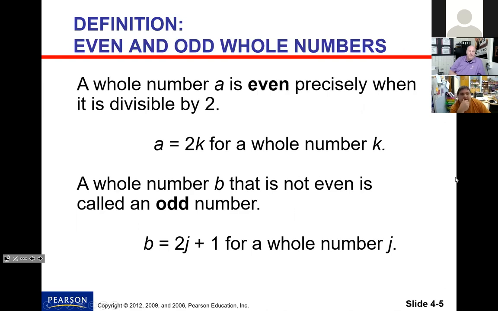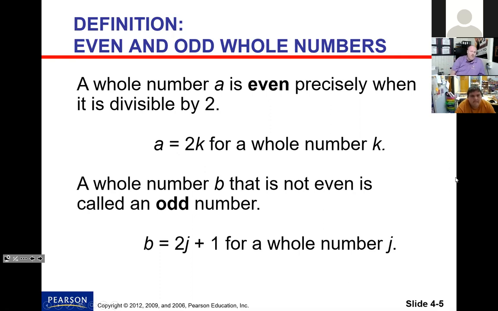A whole number is even, and this is the actual technical definition, when it's divisible by 2. Kind of weird, eh? You never think of it that way. So any number that is divisible by 2 is an even number. Like 8, is 8 divisible by 2? Yeah, you get 4. So it's an even number. 17, can 17 divide by 2? Of course you can divide it by 2, but I'm talking about getting a nice whole answer. 17 is not an even number.